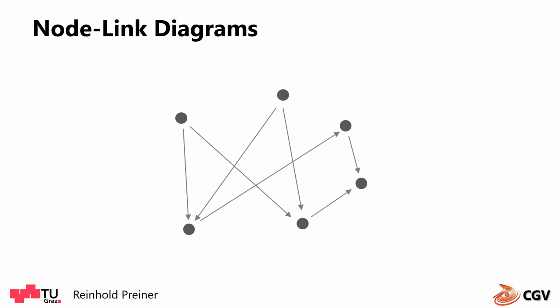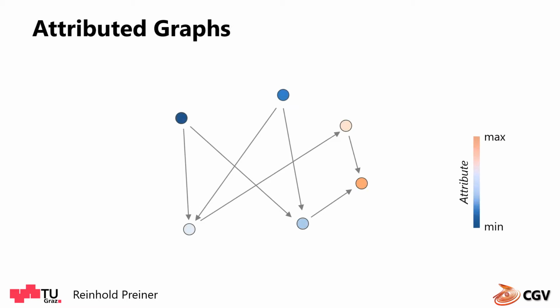Now if the entities contain additional scalar attributes, we talk about an attributed graph. And here these attributes are shown by coloring the nodes according to some color map. So let's say the nodes in this graph represent persons and their connections, for example, represent family relations like parent-child relations extracted from a genealogical database. Then a typical attribute to visualize would be the person's year of birth.